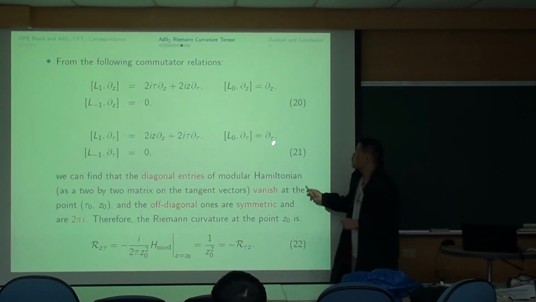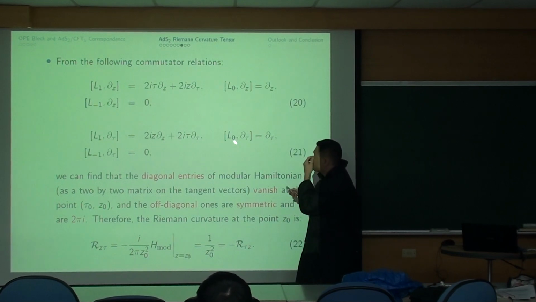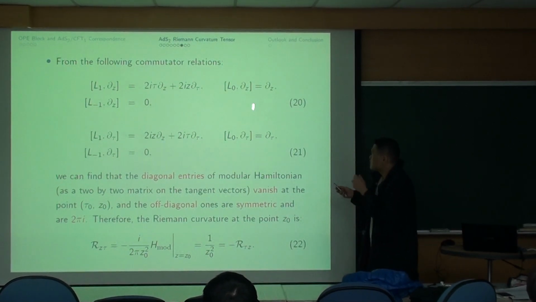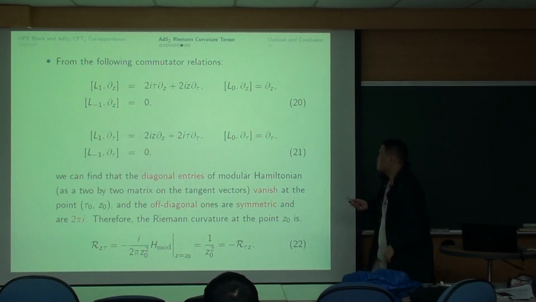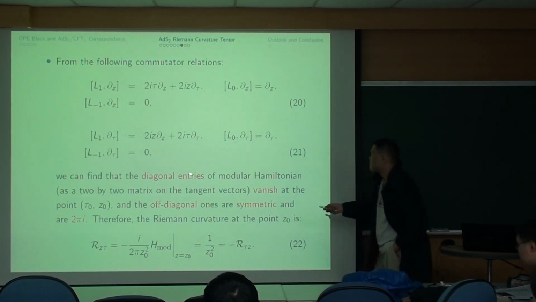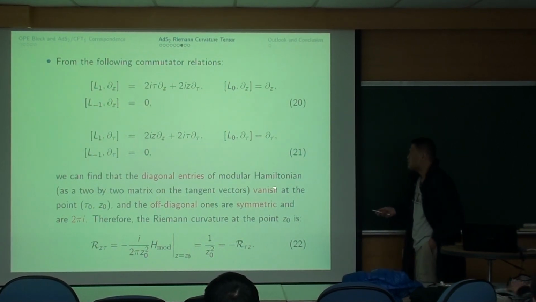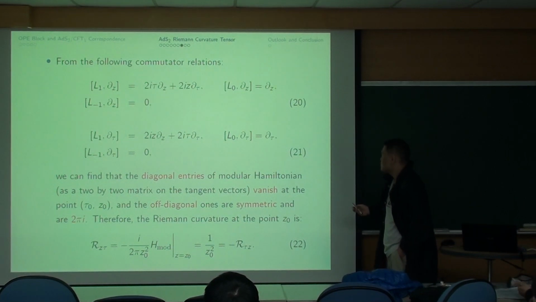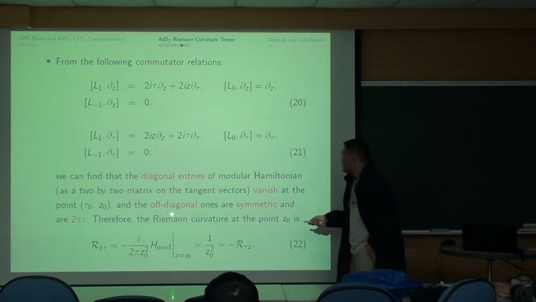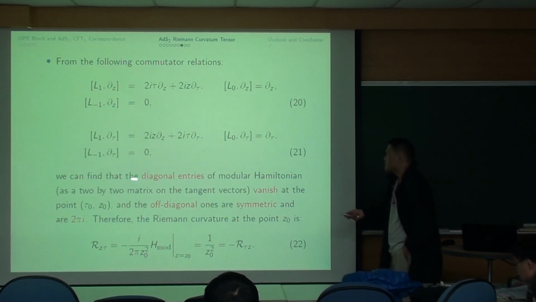And then we can do some computation of the commutation relation. Then we can find that the diagonal entries of the marginal Hamiltonian just vanish at this point, and also the off-diagonal ones are symmetric in the two pi r.